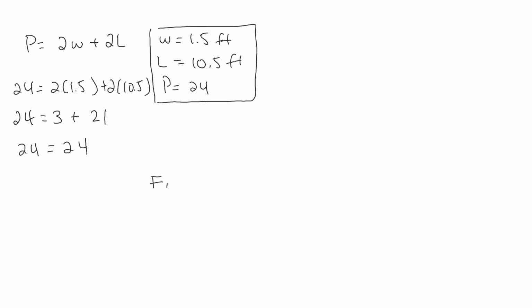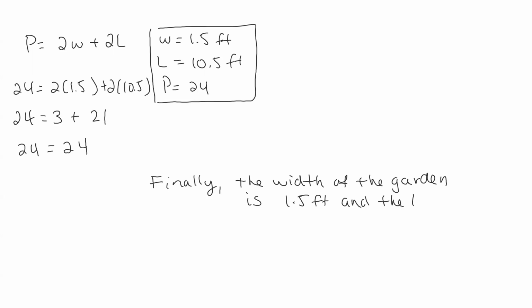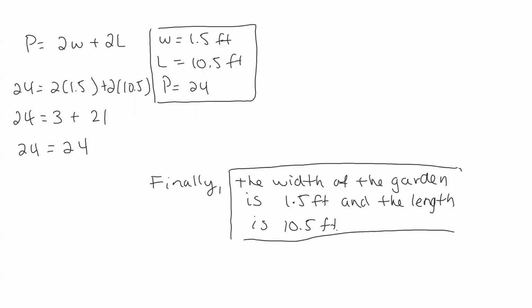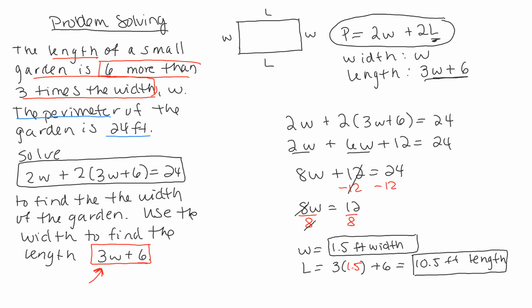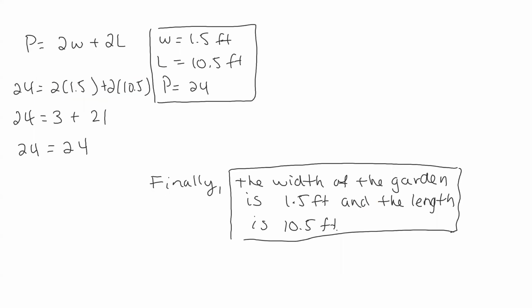So finally, we could say the width of the garden is 1.5 feet, and the length is 10.5 feet. One thing to always keep in mind when you're dealing with a word problem, write out your answer in sentence form, okay? If we go back to the previous slide, some people won't be able to make heads or tails of this. They'll be like, okay, what does this all mean? Whereas if you go here and you give them this, they know exactly what you're talking about. The width of the garden is 1.5 feet and the length is 10.5 feet, all right?